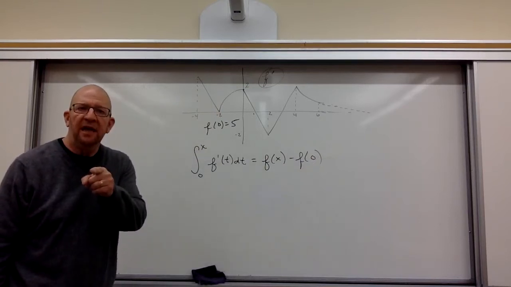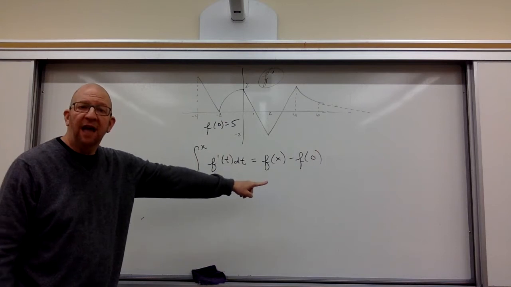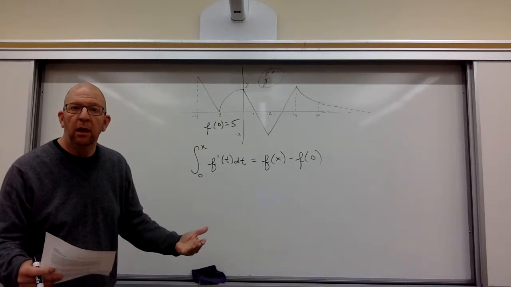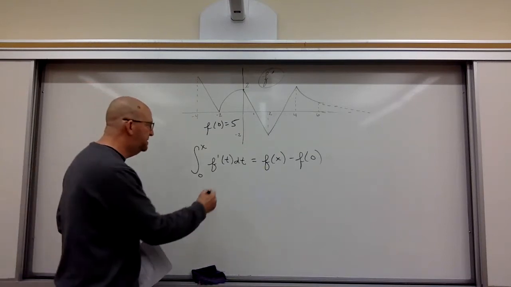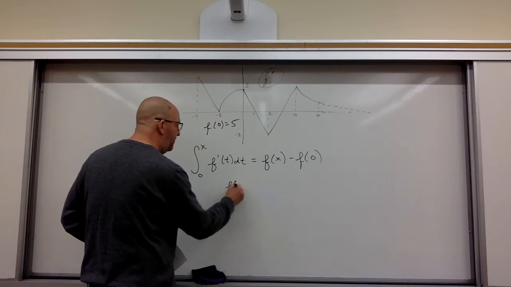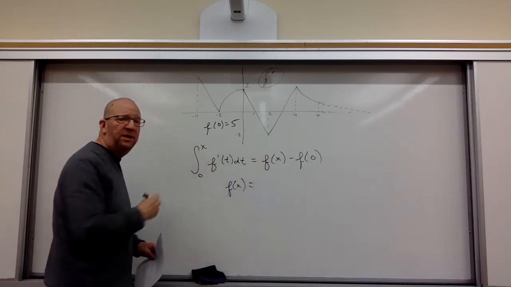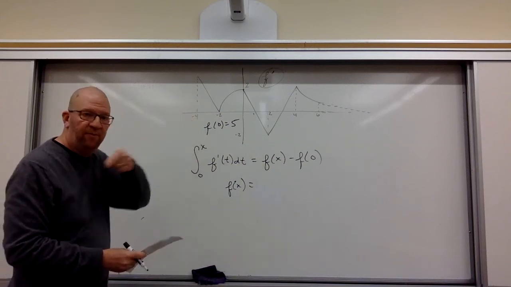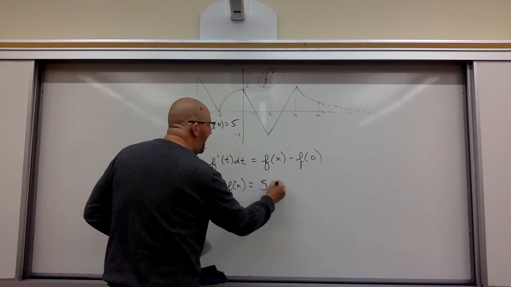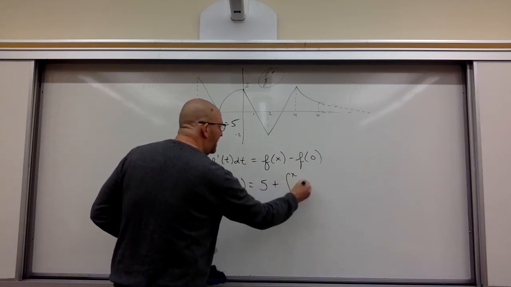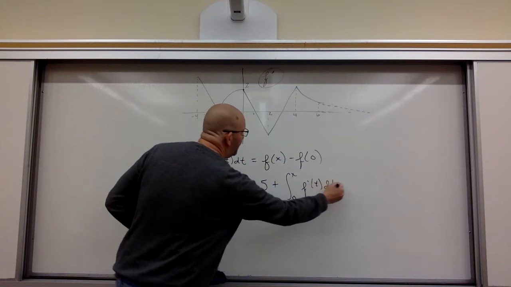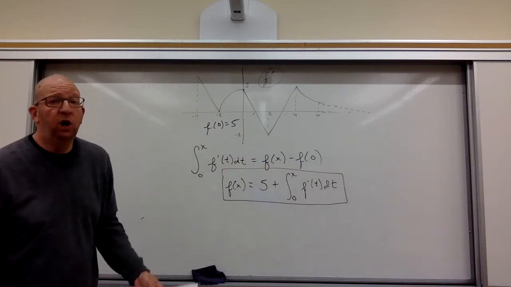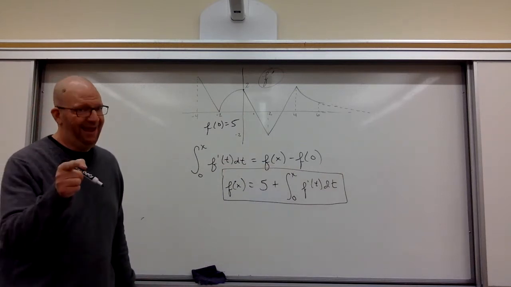Oh, wait a minute. If I just solve that for f of x, I'm going to have an expression for f of x that includes an integral. Holy smokes, look at that. f of x equals f of 0 plus that integral. But what's f of 0? That's right, 5. 5 plus the integral 0 to x, f prime of t dt. And we're going to put a little box around that because that's going to bring us home now for the rest of part C and for part D.